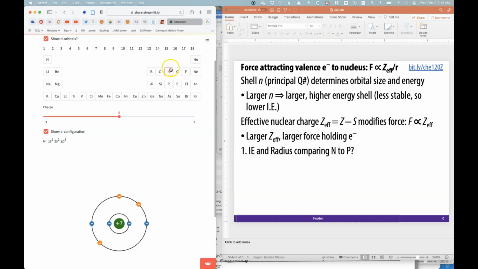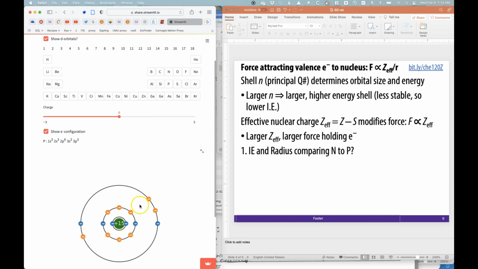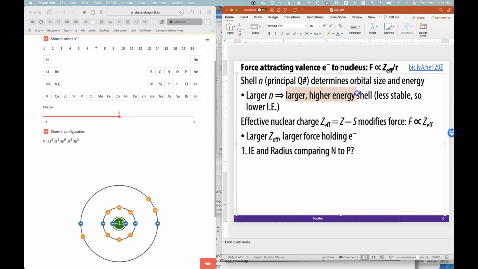Here I have nitrogen shown. When we compare nitrogen to phosphorus, I go from nitrogen and I click on phosphorus. The key difference here, again, is that addition of an additional shell. So from nitrogen to phosphorus, we now have these phosphorus electrons in this much larger shell. That's going to then mean that we have a higher energy shell, which is less stable, so therefore a lower ionization energy. So that's the key difference.